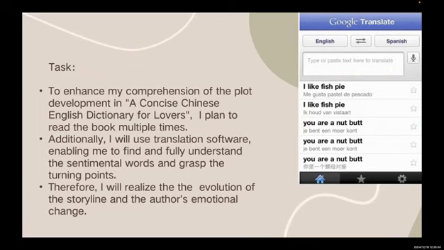in this fiction. For the task aspect, firstly, I plan to read this book multiple times and translate the words I do not understand to get the general ideas of this fiction.